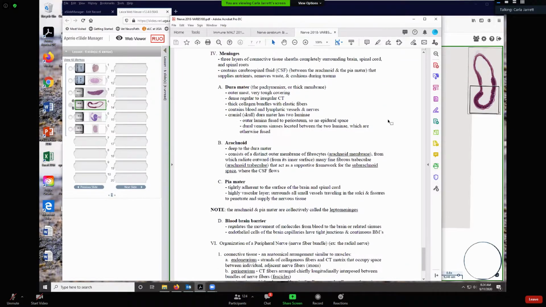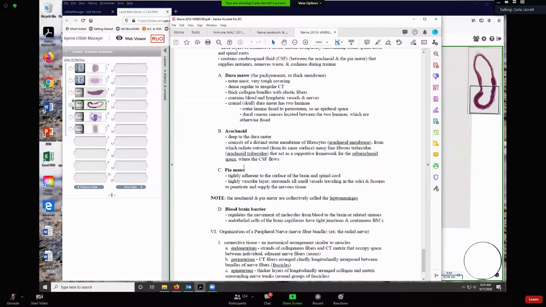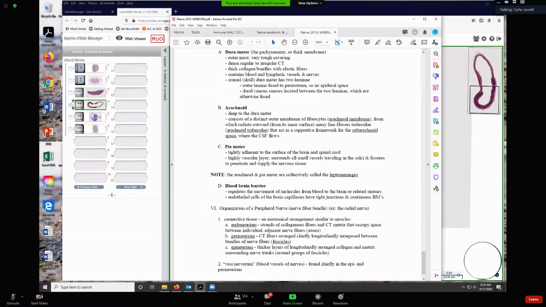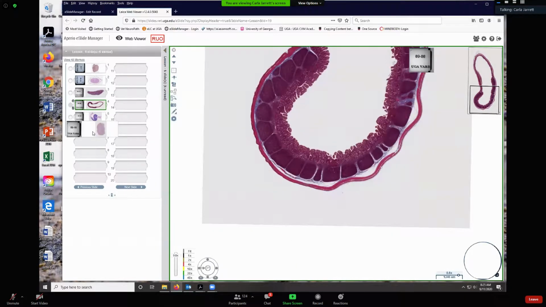The meninges, you'll meet all the layers on the spinal cord section. Today, you'll only be meeting the pia mater. And here's what you need to know about it. It is tightly adherent to the surface of the brain and the spinal cord. It's a very vascular layer, so expect a lot of blood vessels. And it's got just a little bit of connective tissue. So with a trichrome stain, you will see that blue stain of the connective tissue. So let's take a look.